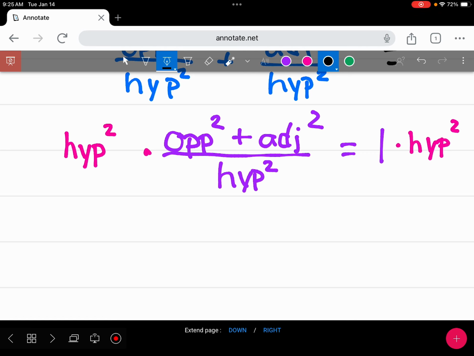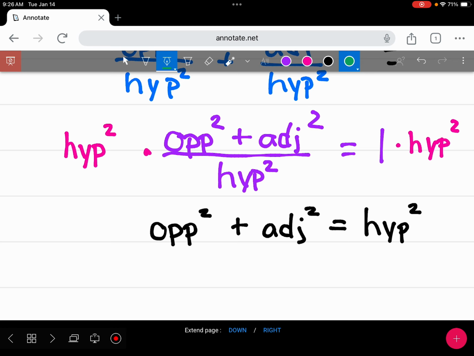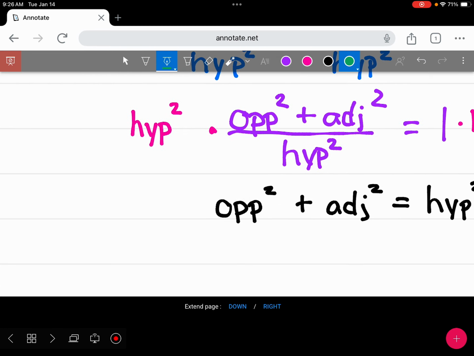This is, again, just so we can see why this is called a Pythagorean identity. This is our opposite squared plus our adjacent squared equals 1 times hypotenuse squared, so hypotenuse squared. The reason this is called a Pythagorean identity is that this is the Pythagorean theorem: a side squared plus the other side squared equals the hypotenuse squared. So that's why these are called Pythagorean identities. All of them are based off of this.